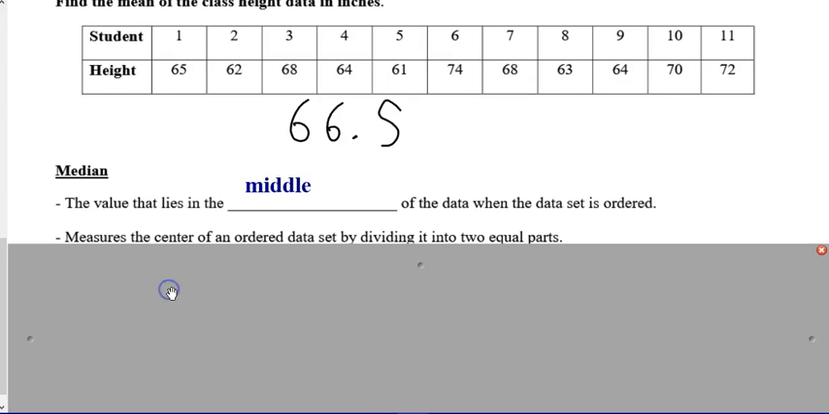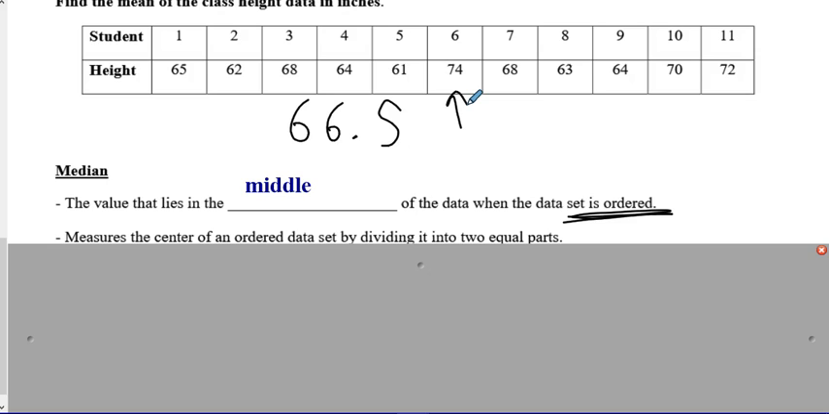The median. The median is the middle of the data. This is very important, especially if you're not using the calculator. You must put these in order. So look above. You can't look at this and go, oh, the middle one, that's going to be number 6, and say that's the median. It's not. 74 is not the median.